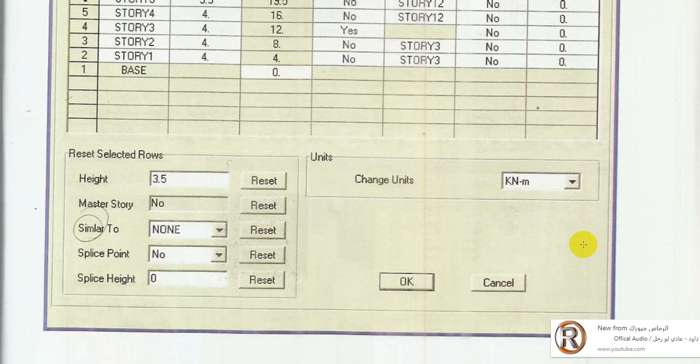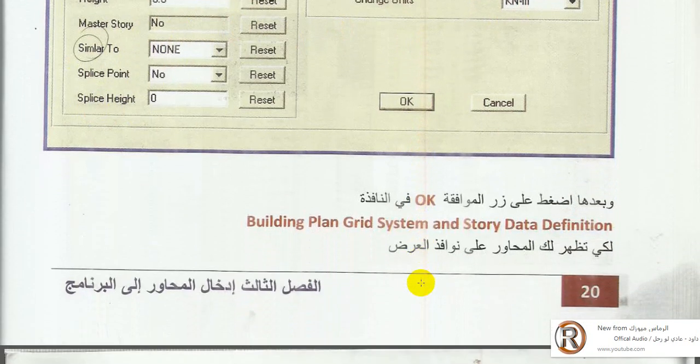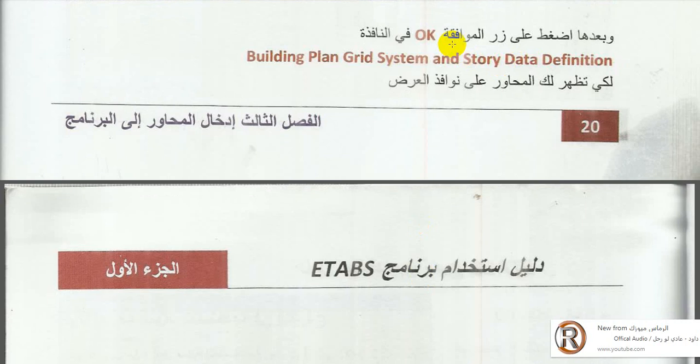As you can see here: Reset Selected Rows, Height 3.5, Master Story, reset or set the master story, similar to Select Point and Splice Height. Change Units. Calculate Mirror. You can change units or return, and after the modification you can choose OK. Then press the OK button in the window. Building plan, grid system, and story data definition have the following access by the displaying windows.